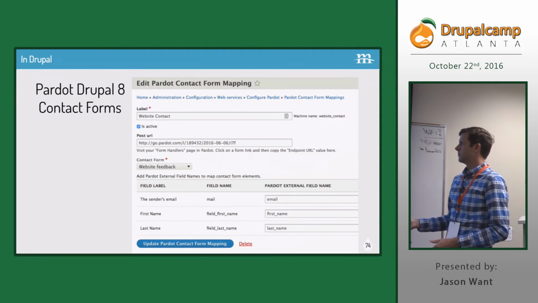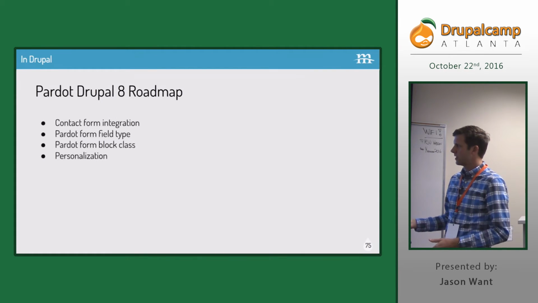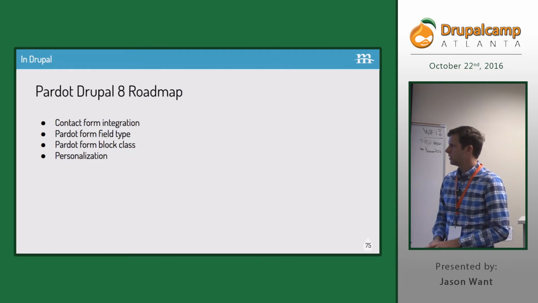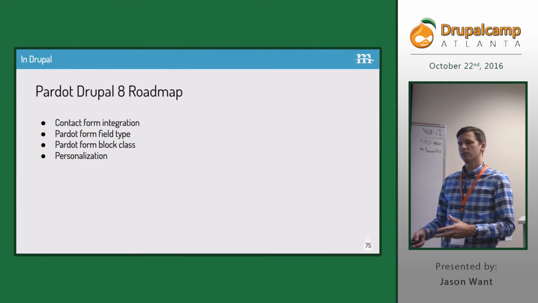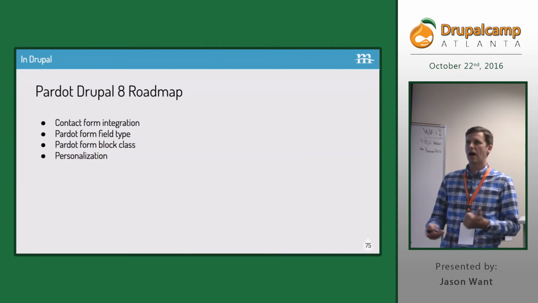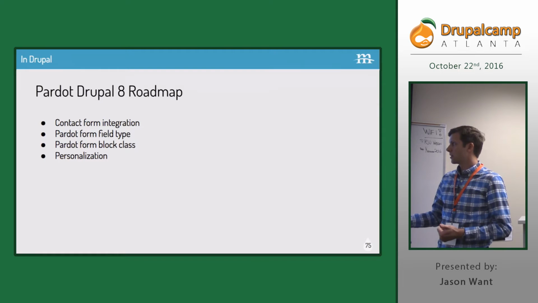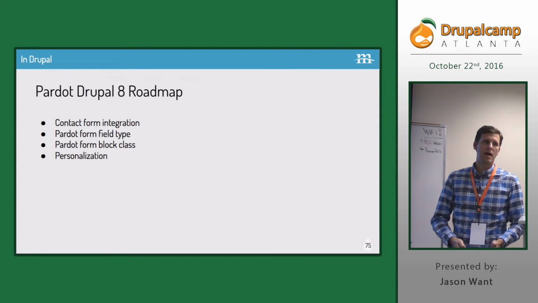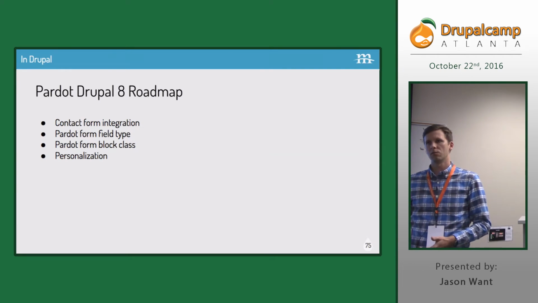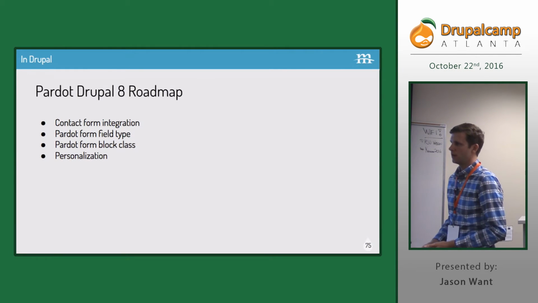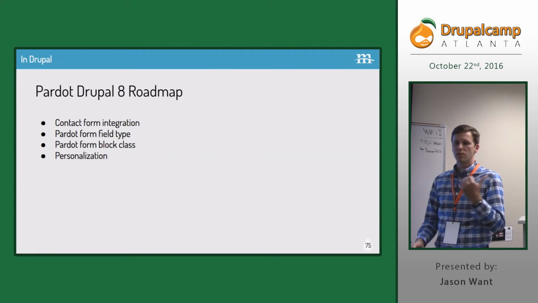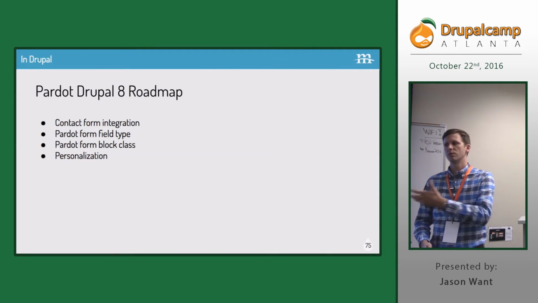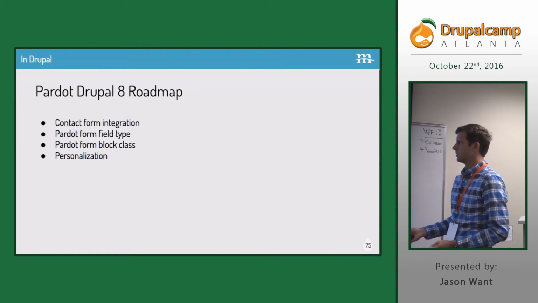So that's Drupal 8 Pardot. The roadmap for that is continue with that contact form integration, and then build on some of those form field types so that you can add a field to an entity to show a contact form from Pardot as an iframe. Form block class so that instead of just adding a field, maybe you want to add a block, because some people, depending on how you're building your site, would rather have a field or a block to show a form and an iframe from Pardot. And then also have some ideas about how to use some of the Pardot segmentation tools and using that to personalize content on the Drupal side of things.